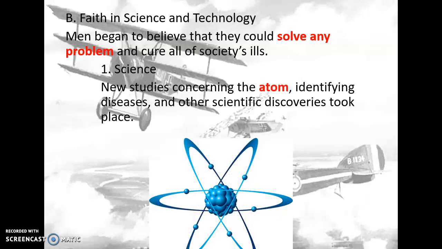Number 1, science. New studies concerning the atom, identifying diseases, and other scientific discoveries did take place. For the first time, the atom was studied in great detail under the microscope. Physicians discovered the causes of certain diseases. These discoveries encouraged men to believe that they could ultimately unlock the secrets of the universe.